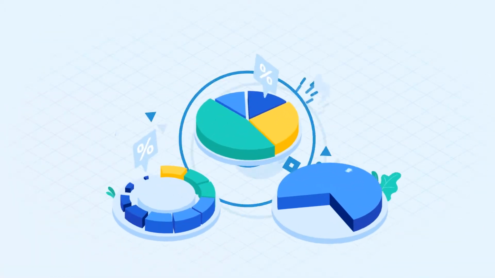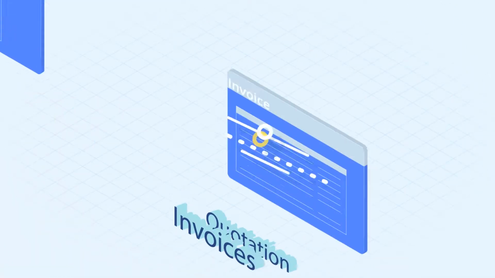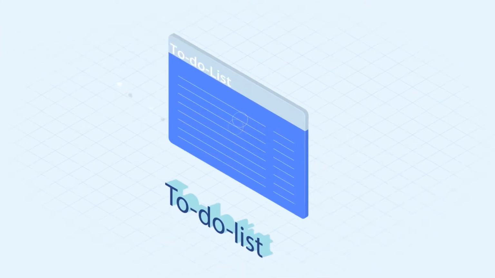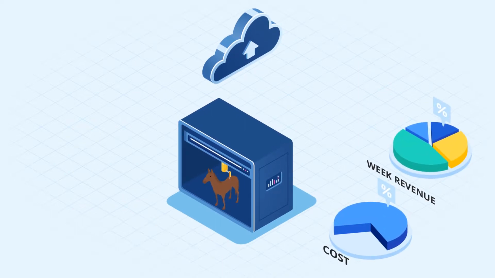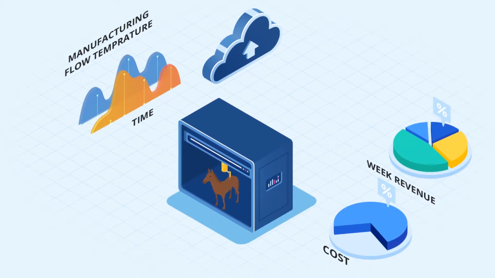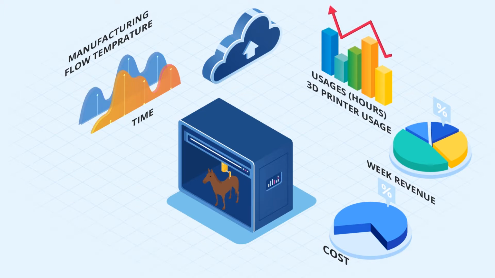Advanced project management allows you to manage quotations, invoices, expenses, to-do lists, and many more tools to help you. It can monitor your 3D printing habits and generate different types of reports that will record manufacturing flow, provide material and 3D printer usage data.